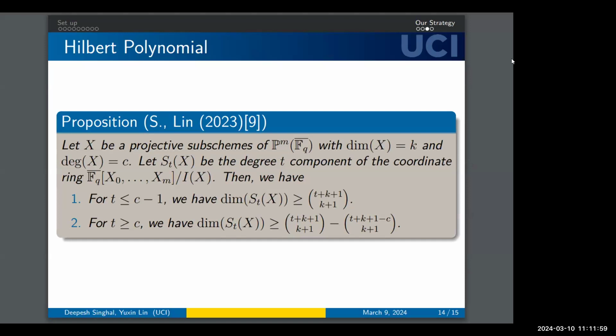And both of these results were proven using the technique of Hilbert polynomials, where we show this proposition where we pick X to be any projective subscheme of P^M over F_2 bar, and we fix its dimension and degree. And S of X is the coordinate ring, and S sub T of X means the dimension of the degree T component. And what we show is inductively we find a lower bound on the dimension of this S_T(X), depending on K and C, once we fix the dimension of X and the degree of X.